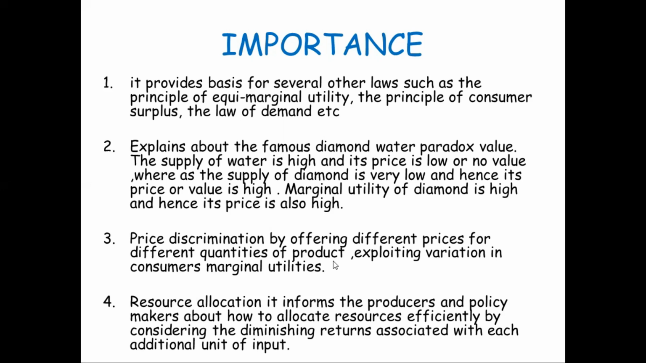The next one is resource allocation. It informs the producers and the policymakers about how to allocate resources efficiently by considering the diminishing returns associated with each additional unit of input. Yes, now this is quite important. Suppose there is a market and there is a seller who wants to produce certain commodities. He can't be monotonously producing the same product and make a lot and lot of output and send it to the market. Now this may decrease the demand, or like if there are so many products, how can a consumer consume the same thing again and again?